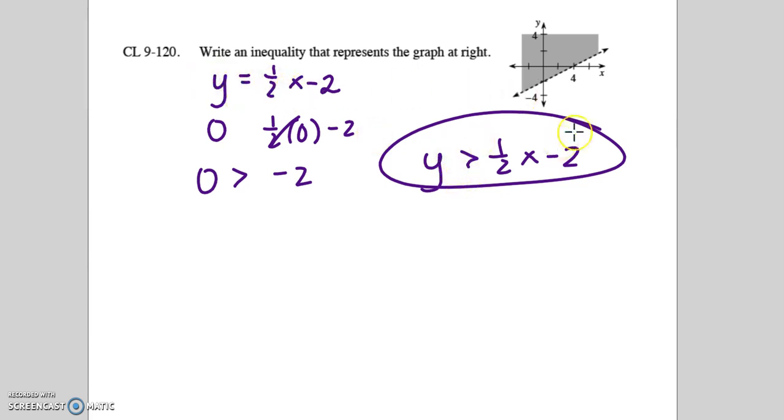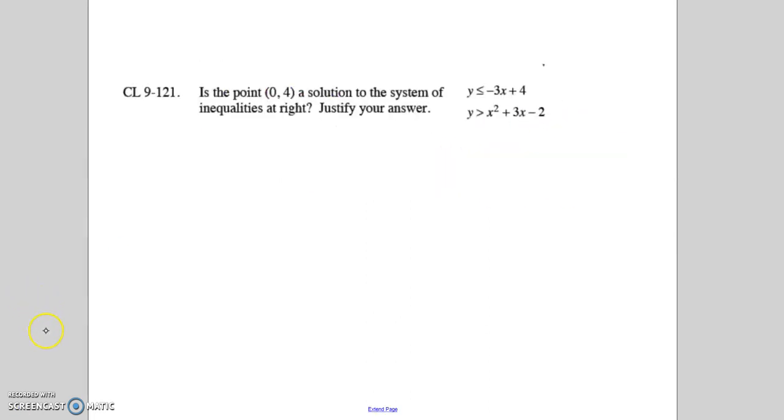So what I used was a test point. So I knew that 0, 0 was in the solutions. So I substituted 0, 0 into this equation, and I'm looking for what inequality makes this true, which is greater than, and I know it's not equal to because it's dashed. For 9-121, you're going to test this point in both inequalities and see if it works in both of them.